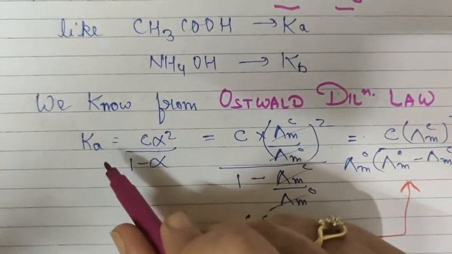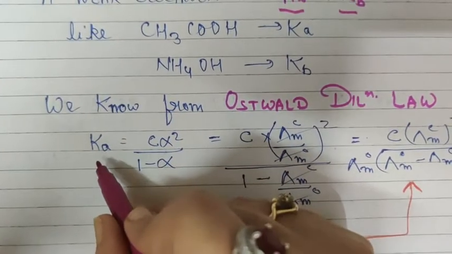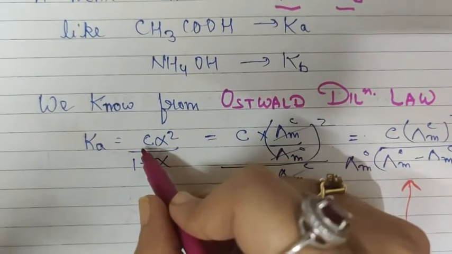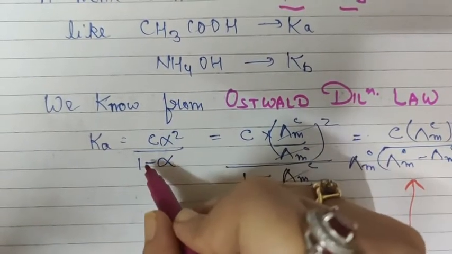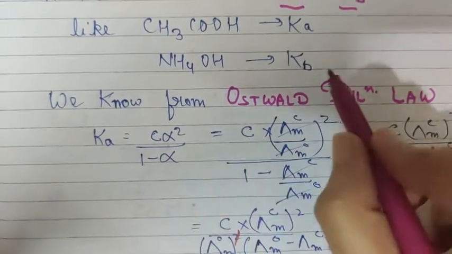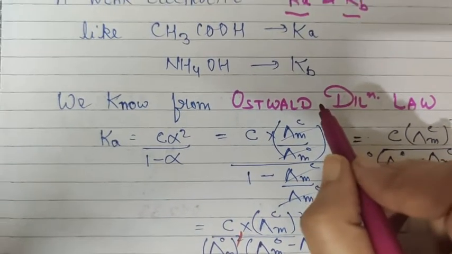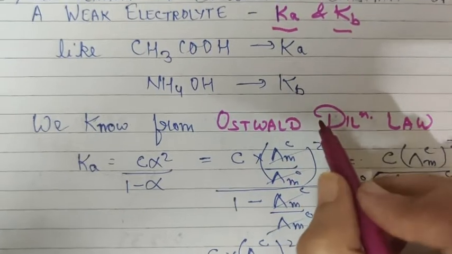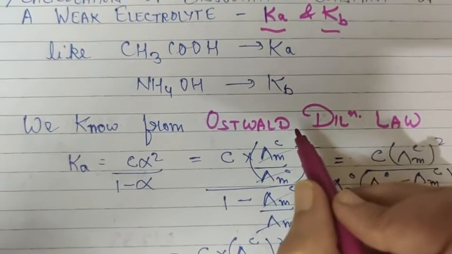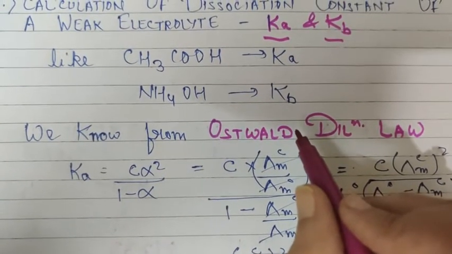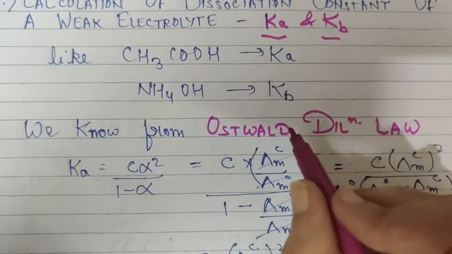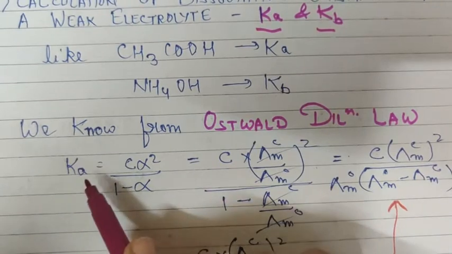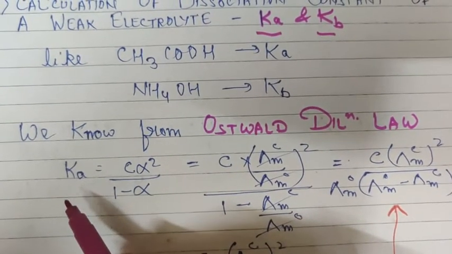So to find out the value of Ka, the formula that we got with the help of Ostwald dilution law is C alpha square upon 1 minus alpha. This dilution law was basically for weak electrolytes only, and this helped us to find out the relation between K and volume or K and concentration. K here means we are talking about the dissociation constant.